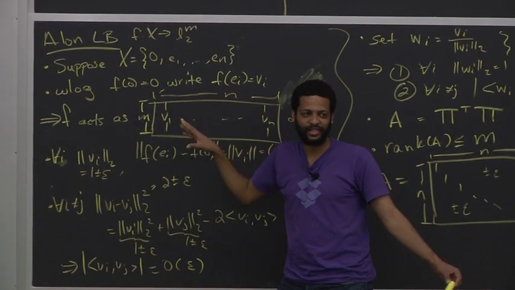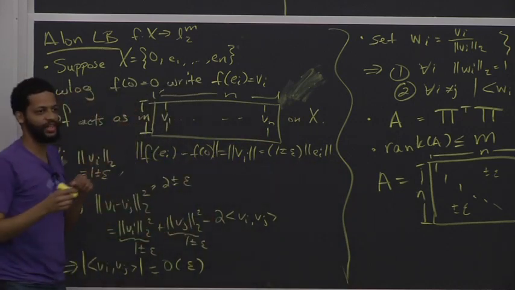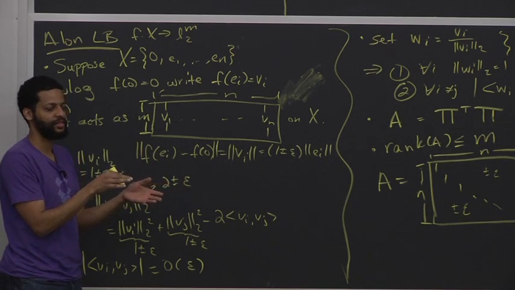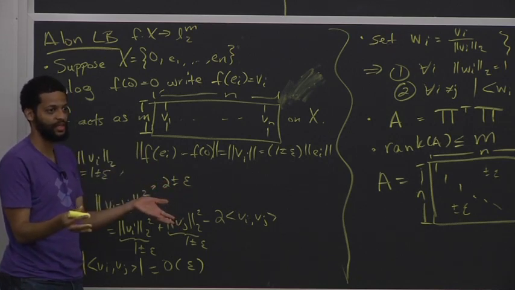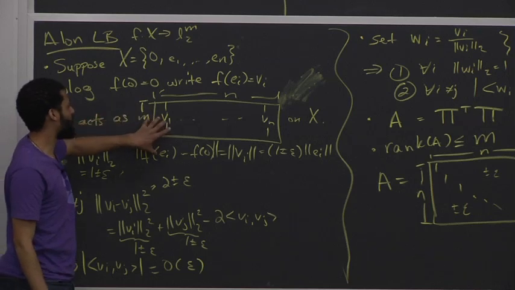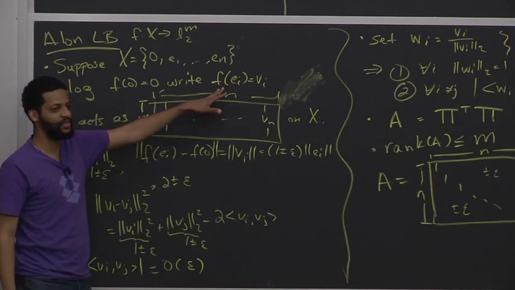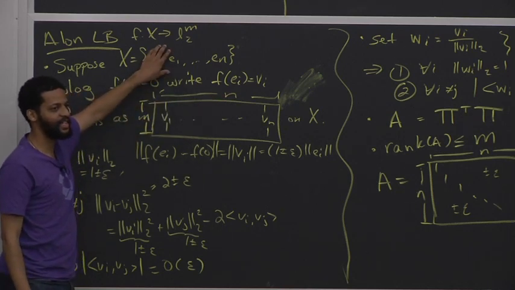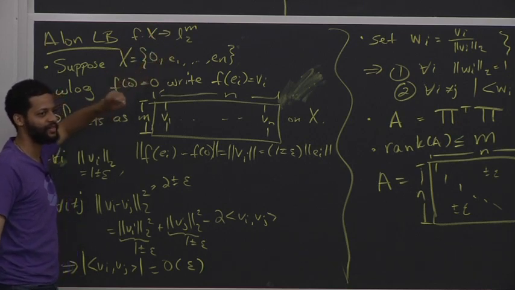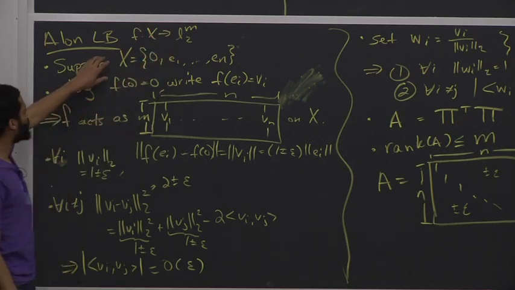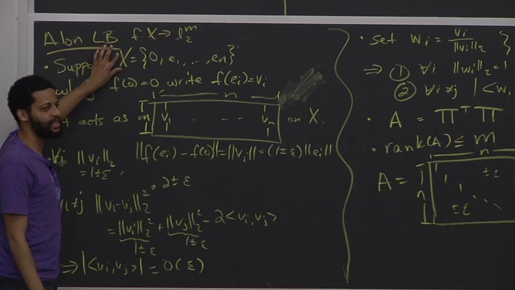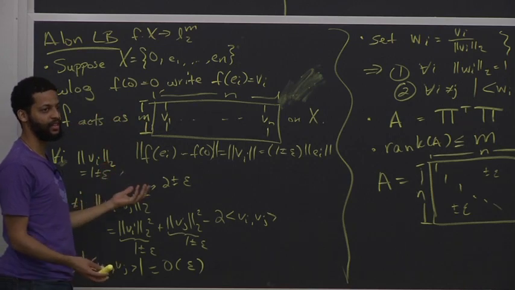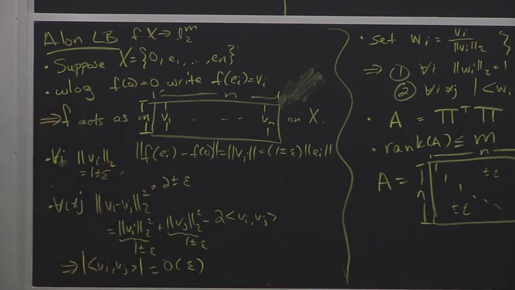Whatever f you give me, translate all the embedded vectors so that f of 0 is 0. Just subtract f of 0 from every vector in the image of f. That doesn't change anything about the distances. And then now, just define a matrix whose ith column is exactly f of e_i. Then this matrix acts on x exactly as f did. So in general, whenever your hard set of vectors is linearly independent, you can without loss of generality assume f is linear. So Alon's hard set is a linearly independent set.